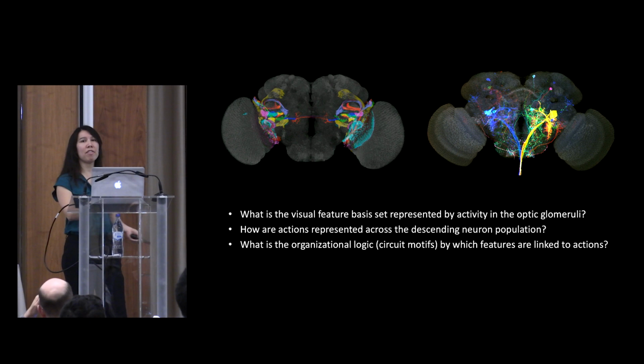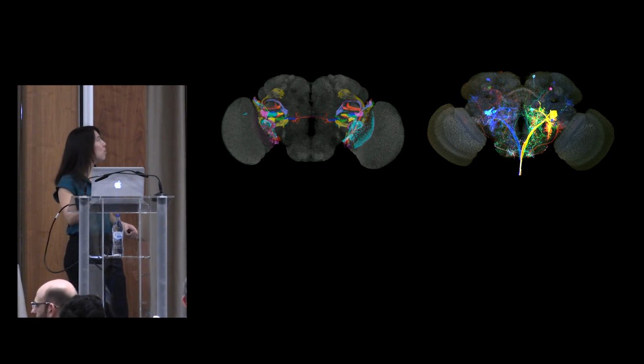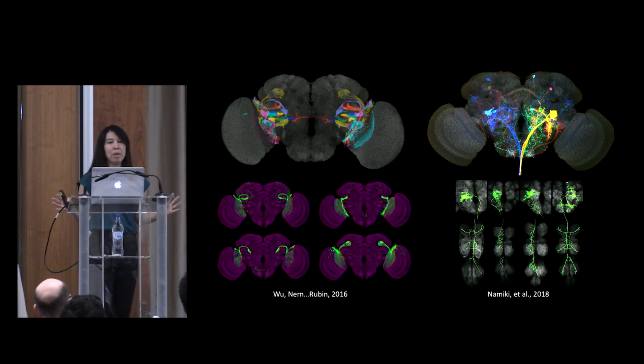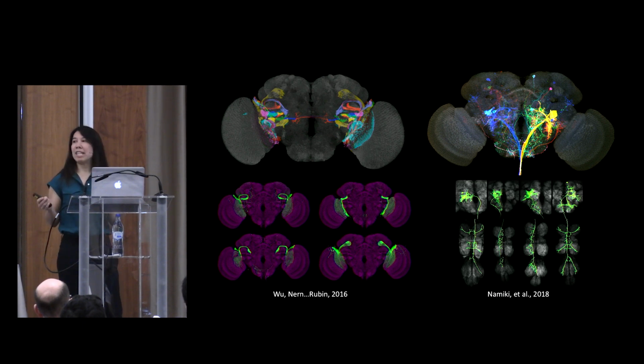And as I mentioned, in Drosophila, we're fortunate enough to have genetic tools, and I just wanted to give you a peek at, in particular, these 2 populations, the visual projection neurons and the descending neurons. We have nearly complete sets of genetic tools that target individual cell types.